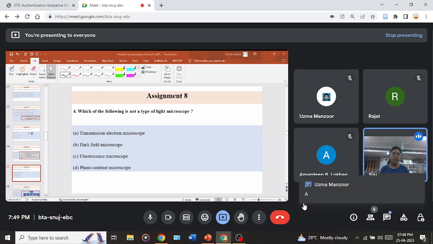Okay, I have already got one answer. But we'll finish the question first. So A option is your TEM, that is transmission electron microscopy. B is your dark field microscope. C fluorescence microscope, and D is phase contrast microscope.